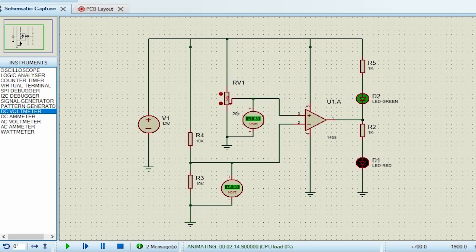Well then, at the inverting input we have 6 volts. At the non-inverting input we have 1.68 volts. When the negative input is greater than the positive input, the output will be negative. And since we have the green LED cathode connected to the output and the anode connected with a resistance that goes to 12 volts, for that reason, this LED turns on.